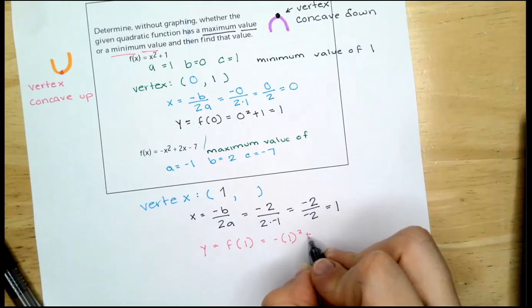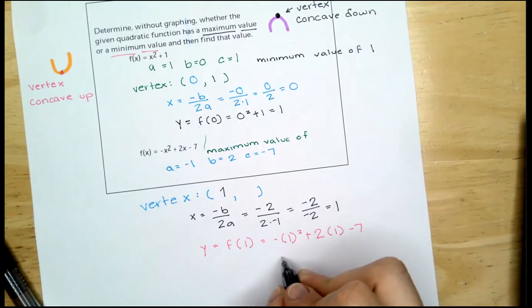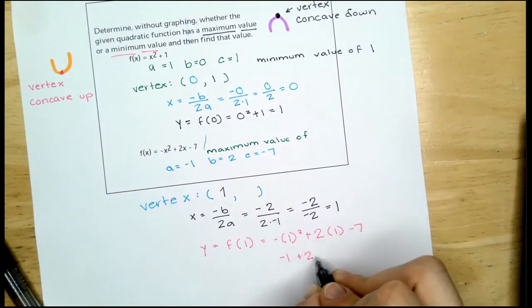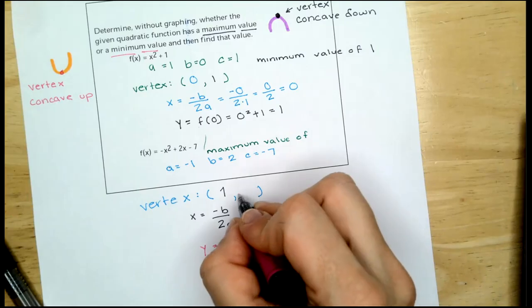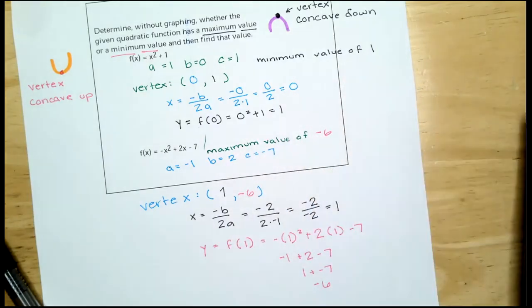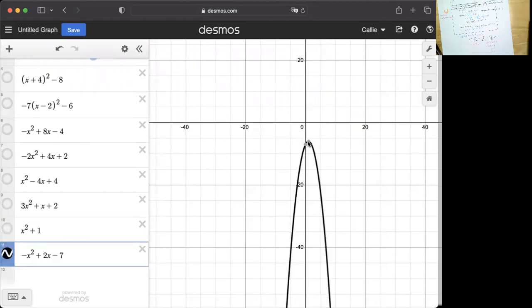And then my y value is f of 1, which is -1 squared plus 2 times 1 minus 7. -1 squared is a -1. 2 times 1 is 2 minus 7. -1 plus 2 is just 1, plus a -7 is a -6. So it's a maximum value of -6. Let's see if we got it right. That's the graph, maximum value of -6, my y value.